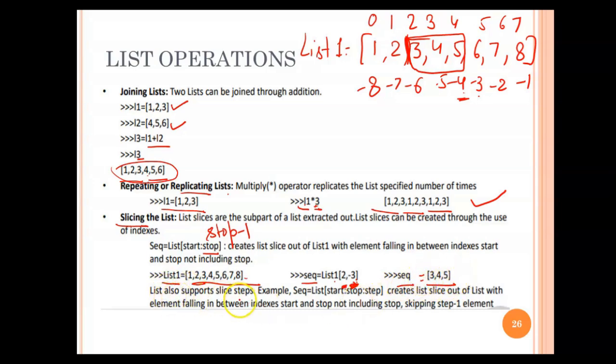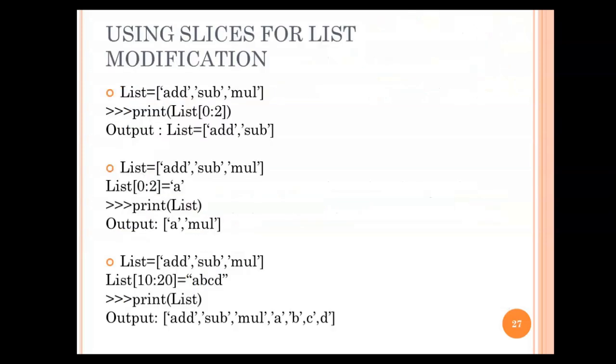Okay. So list also supports slice steps. Example, list start, stop, and step creates a list slice out of the list with elements falling in between the ranges. Even the step value also, suppose by default step value is 1 only, but if you are including 2, then it will just give you every second character each time. So like that also you can consider. Okay, so some examples for string slicing are given here. We have one more example here. You can check it out.